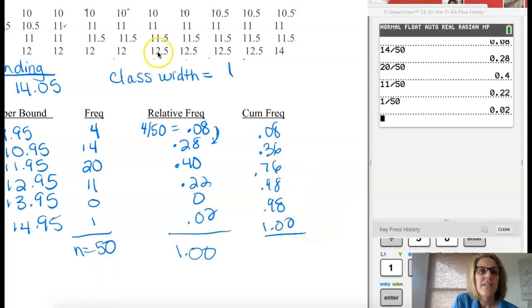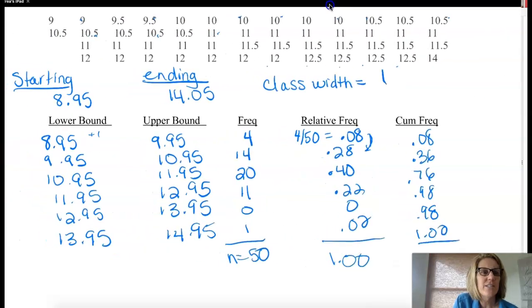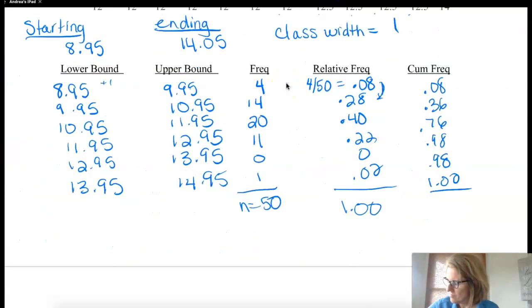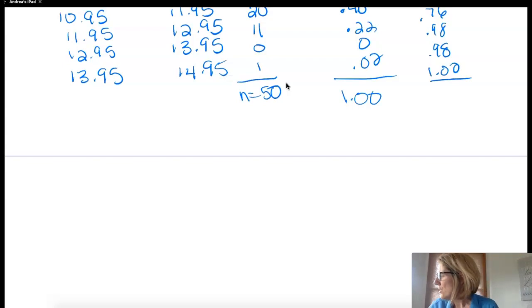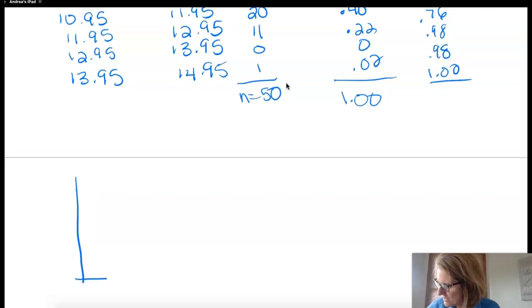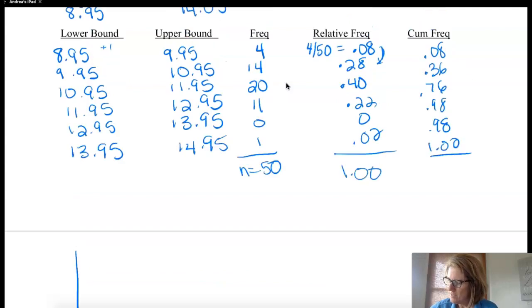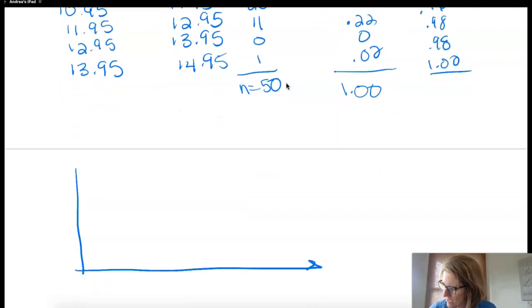Okay? So let's draw our histogram now. So we're going to have a vertical axis and a horizontal axis. On the horizontal axis, I'm going to put my boundaries. Okay, my 8.95, 9.95, 10.95, 11.95.